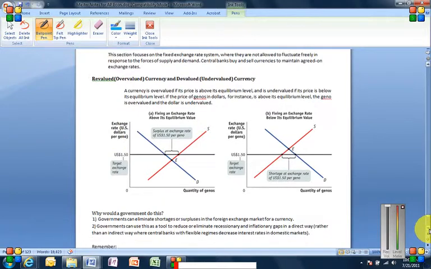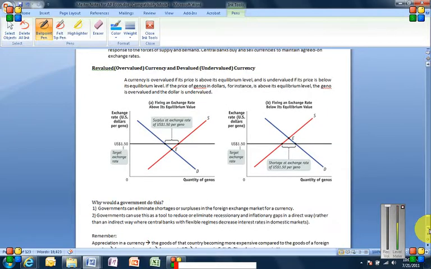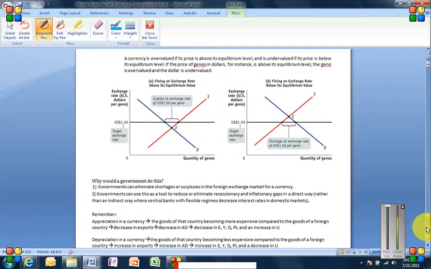But why would a government do this? One, governments can eliminate shortages or surpluses in the foreign exchange market for a currency. But even more importantly is number two. Governments can use this as a tool to reduce or eliminate recessionary and inflationary gaps in a very direct way, rather than the indirect way that we described with exchange rates that are allowed to fluctuate on their own. We talked about a central bank in the last lesson that could influence exchange rates, but this is much more direct. Remember though, this is why we care.